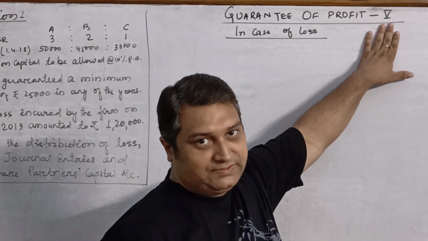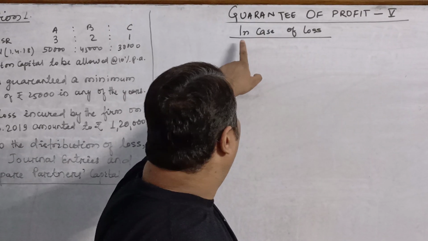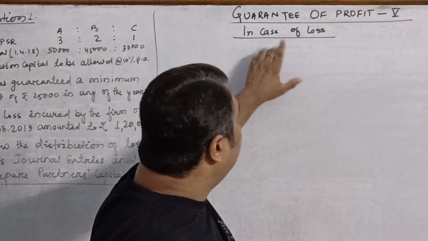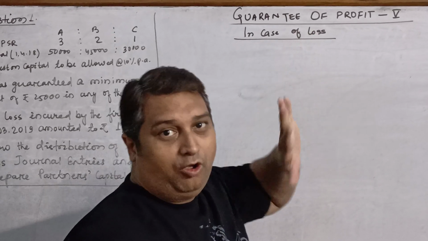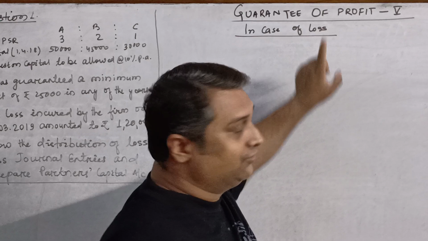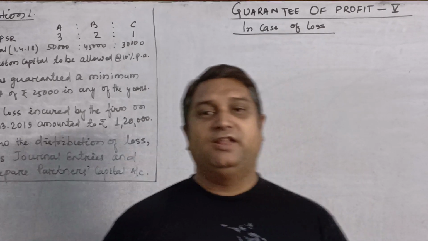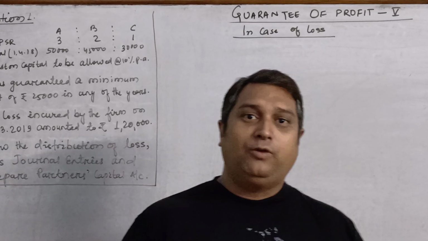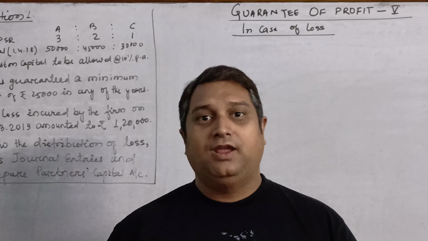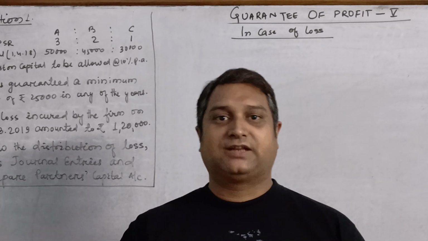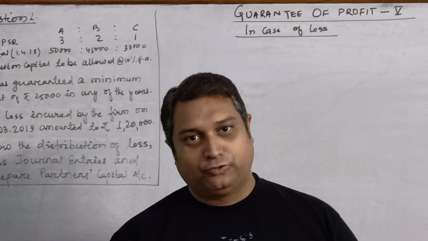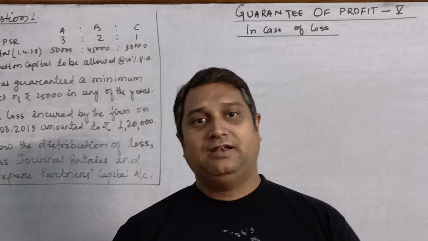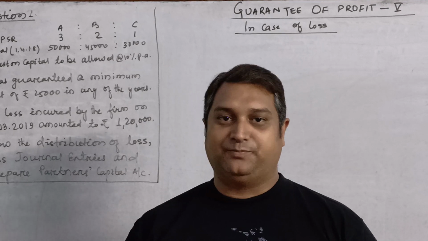Today the focus of our discussion will be guarantee of profit part 5. This is the last concept of guarantee of profit, where we will discuss the distribution of the guarantee in case of loss. Before I begin the video, I would like to share that the 4 previous videos are already put up in the description column for you to go through. Please go through them and understand the concept.